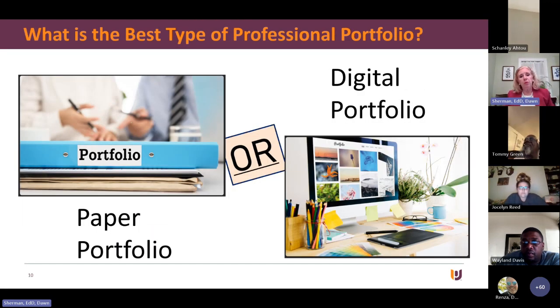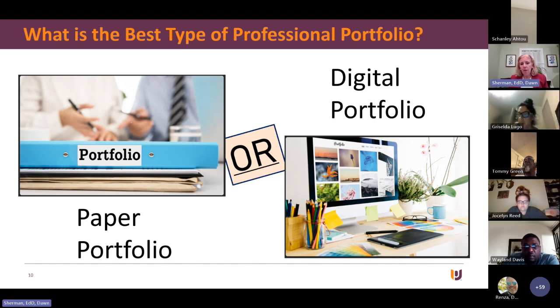There are two different types of portfolios, kind of general categories. One's a paper portfolio, a 3-ring notebook, like I just explained. And then there are digital portfolios. Both are good. Both serve different purposes.